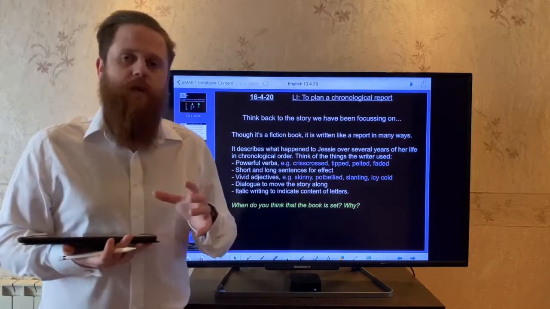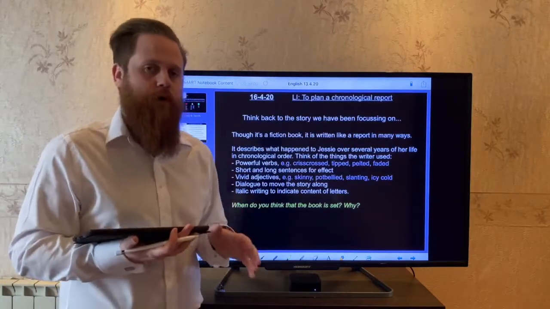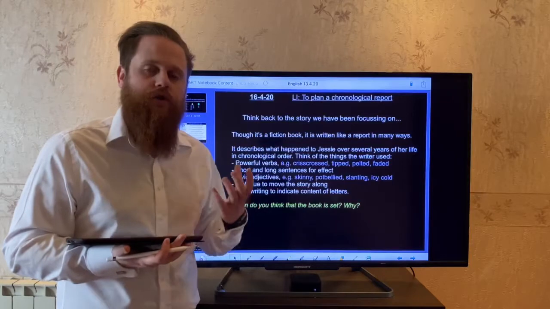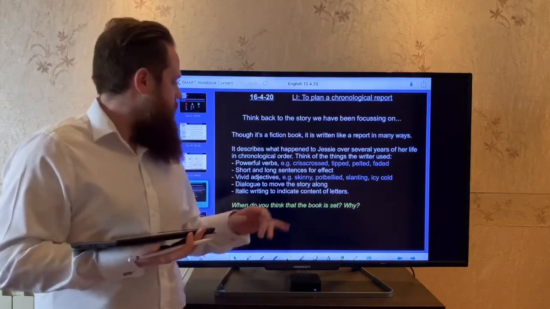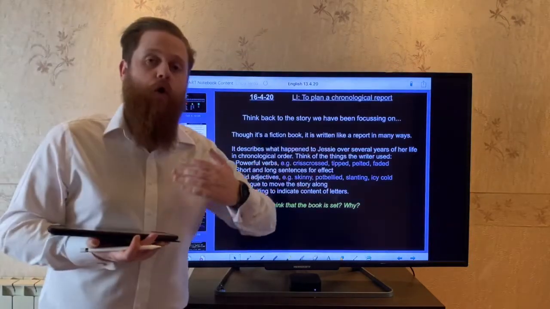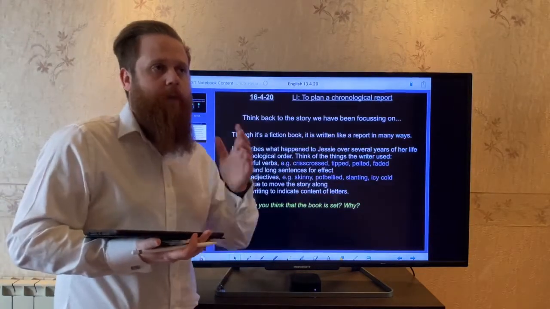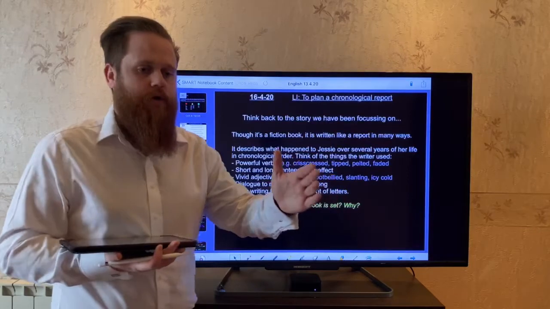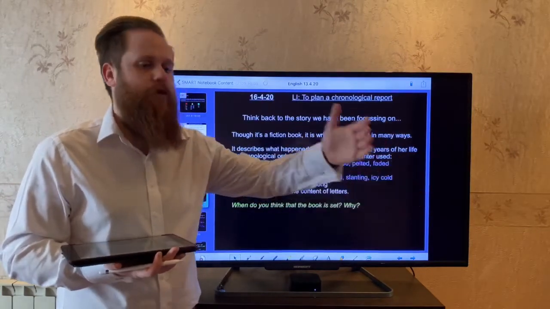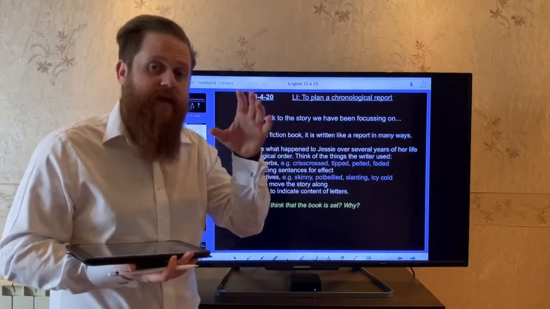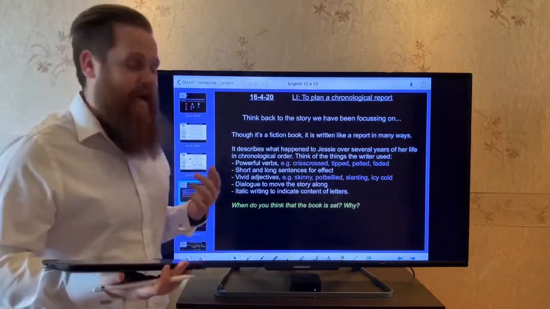So even though When Jessie Came Across the Sea is a fiction book, it is like a chronological report in so many ways. It does describe what happened to Jessie over different time periods. Now, it doesn't sort of go back and forth and go to what happened 10 years later, then go back. It keeps going in that chronological order, that time order.